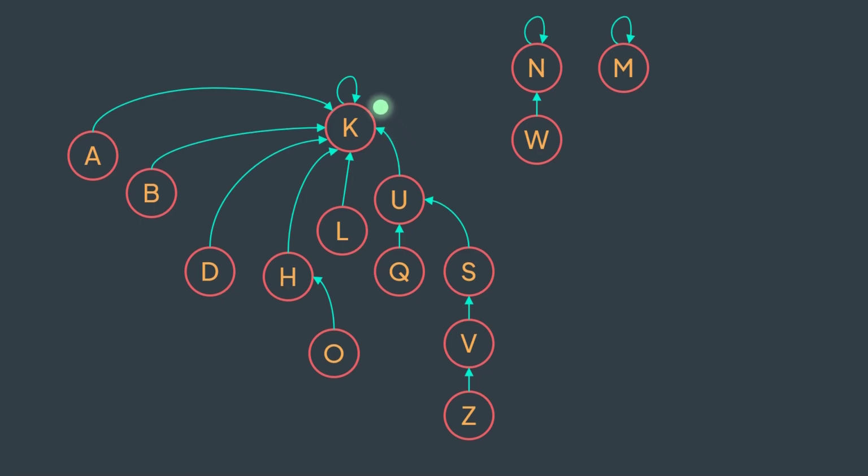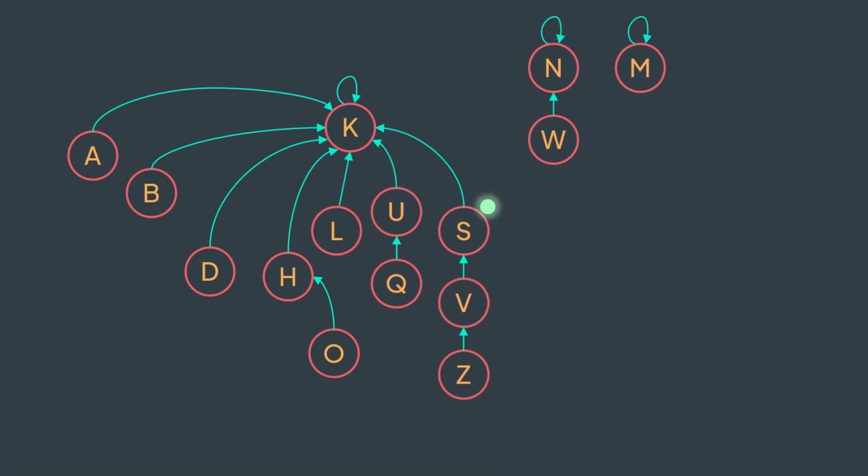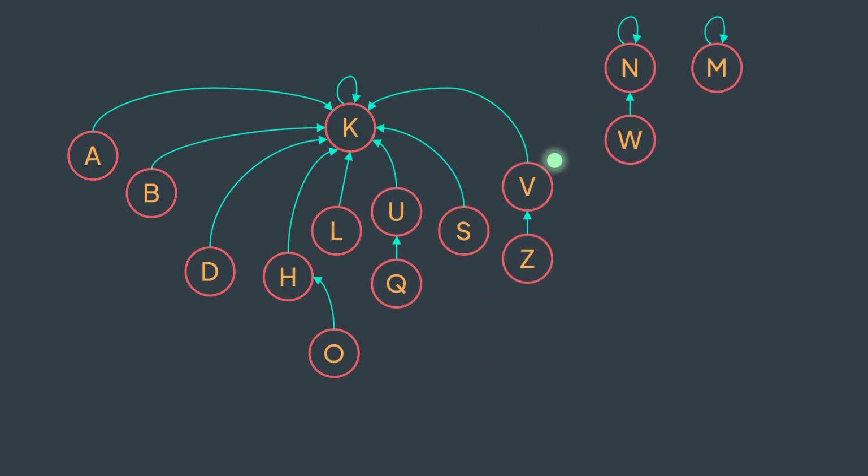We move backwards now. We go to U. K is already the parent of U, nothing changes. Then we go back to S, we set K as its parent. Then we go back to V and set K as its parent. And the process stops. We don't continue until Z because the process started from V, so recursive calls stop at V.